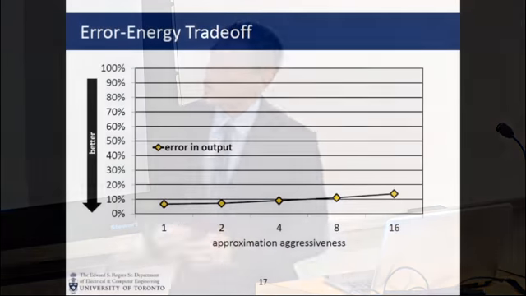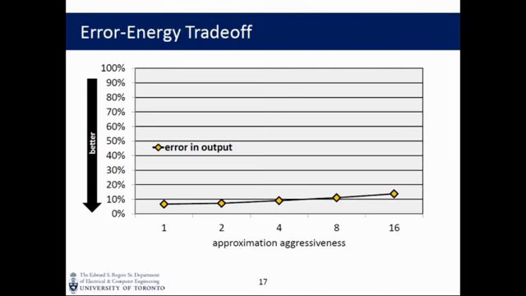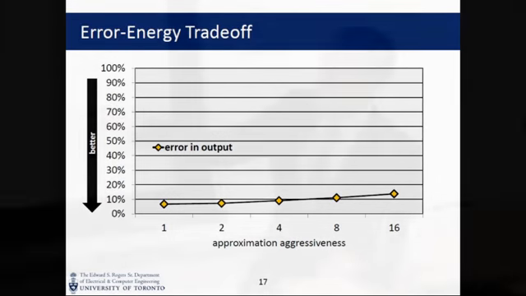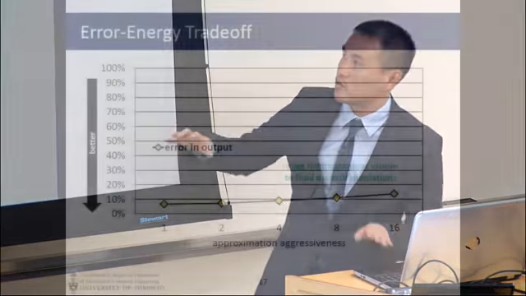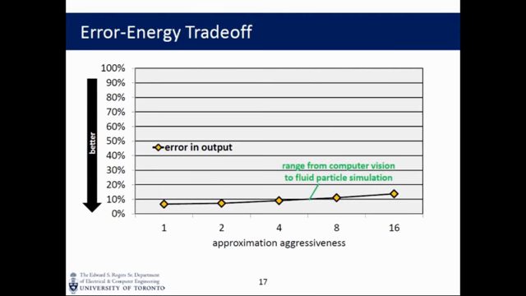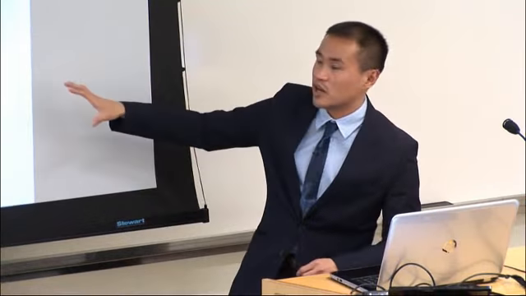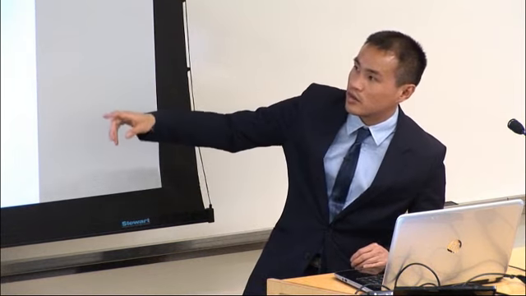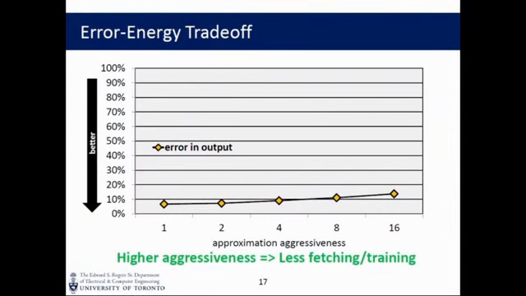And here I'll be showing the error-energy trade-off that we get from this value approximation technique. This is run with full system, cycle-level simulations, and our applications range from computer vision to fluid particle simulation. I'm showing the average error based on application-specific metrics; the lower the better in terms of the error. And on the x-axis, I'm showing approximation aggressiveness. This is just an abstract concept to remove a lot of the many different design knobs that there are.